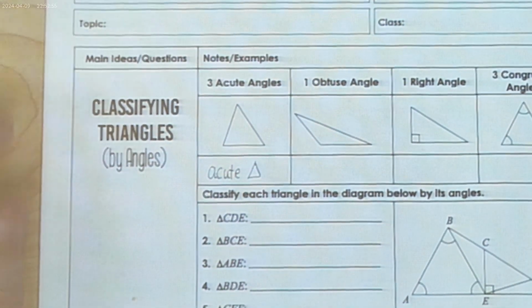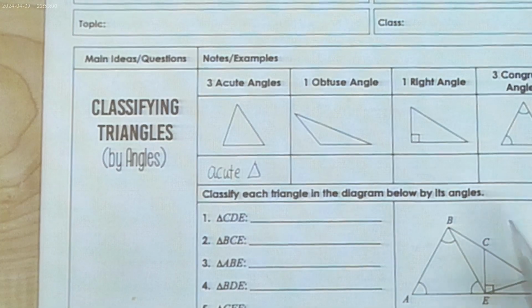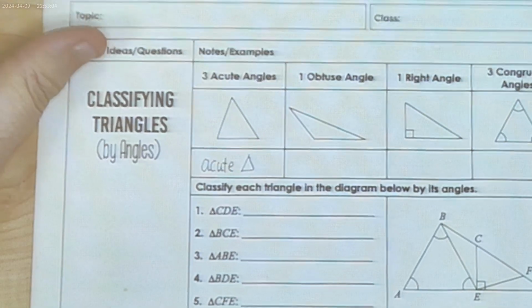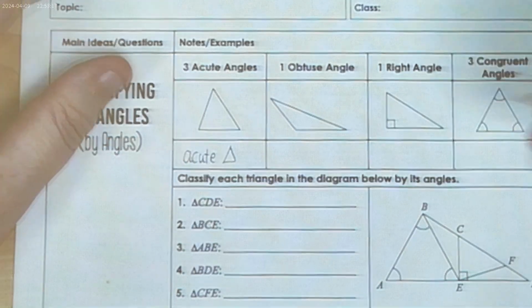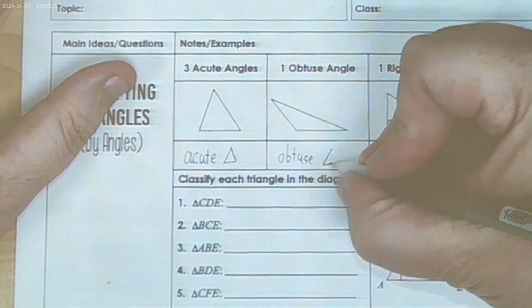And just for shorthand, every time I write this, that's just triangle. So if a triangle has an obtuse angle, what is an obtuse angle? An obtuse angle is any angle that is greater than 90 degrees. A triangle will only ever have one obtuse angle. It will be an obtuse triangle.